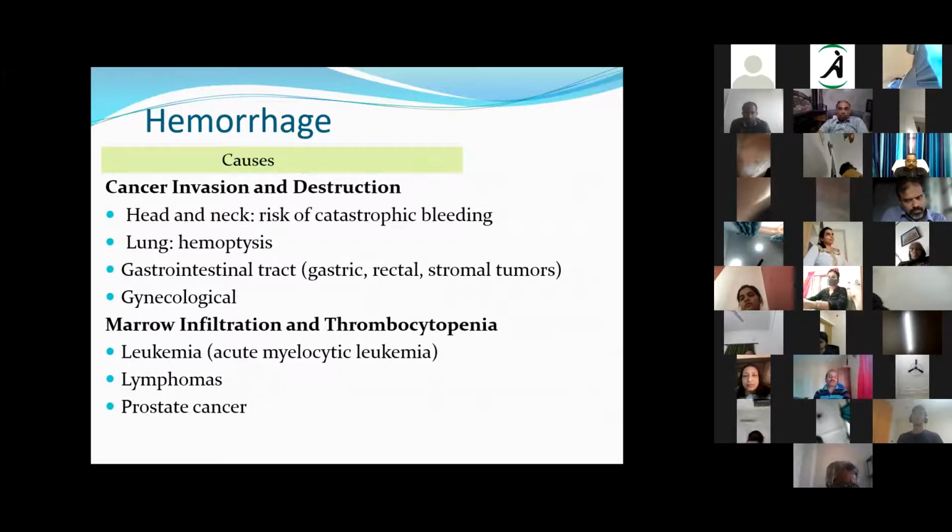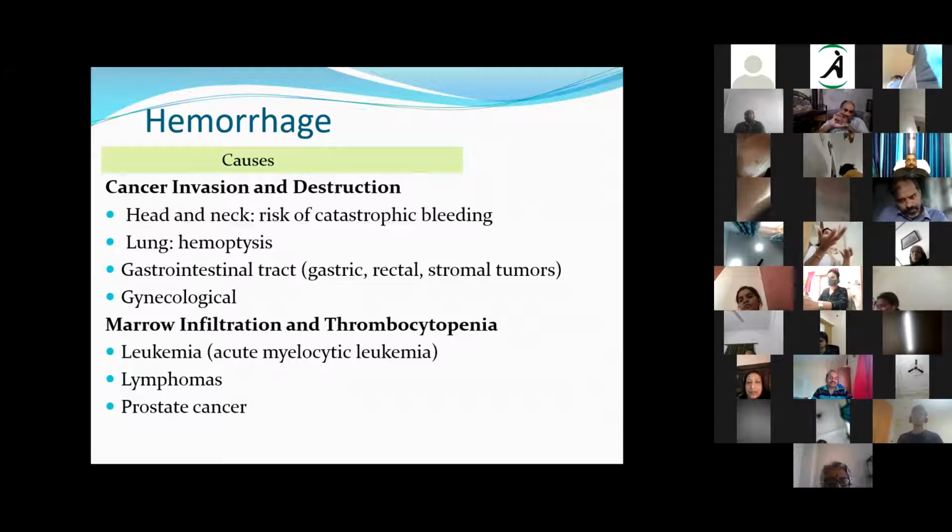Hemorrhage: most patients in the cancer setting have catastrophic bleeding. This might be a lung mass presenting with hemoptysis. This might be a primary GI tumor which can present with bleeding per rectum or hematochezia. This might be a gynecological malignancy. That is because of direct invasion and erosion by the cancer tumor itself.